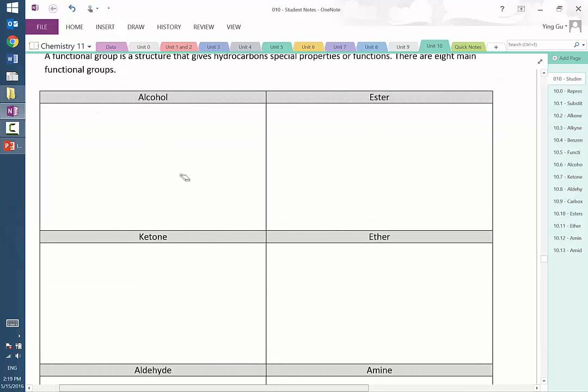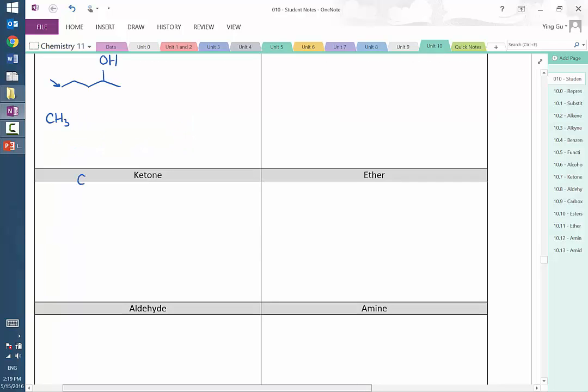So the first one we're going to look at is an alcohol. And alcohols, remember, have an OH group. So I'm just going to draw one example of an alcohol. Okay, there's the OH group right there. If I were to draw this in a condensed structure, I would draw CH3 for that one. CH2 for this one.